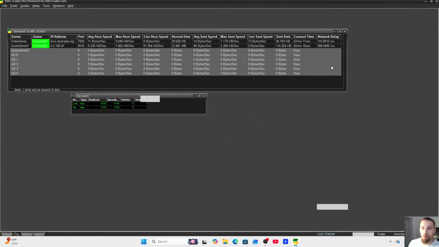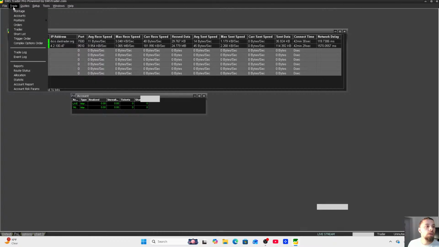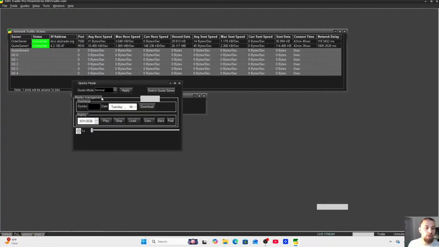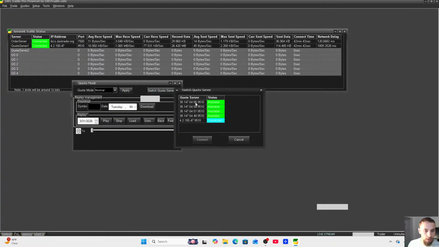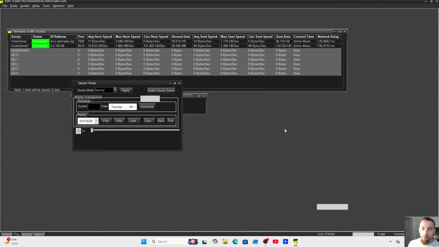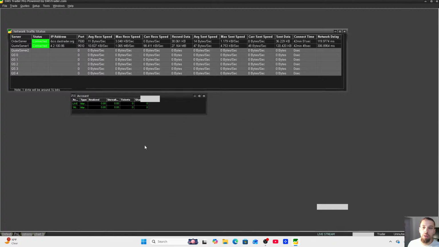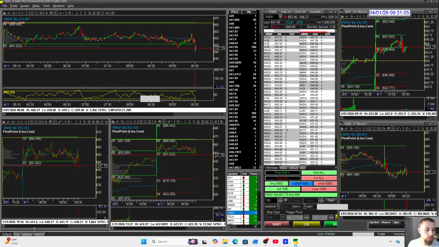Market's open. Let's make sure ping's good. Ping's a little high, and it's getting really high now, so let's fix that. Where's it at? Oh, here we go. So switch quote server, that usually fixes it. Okay, coming back to a normal range.